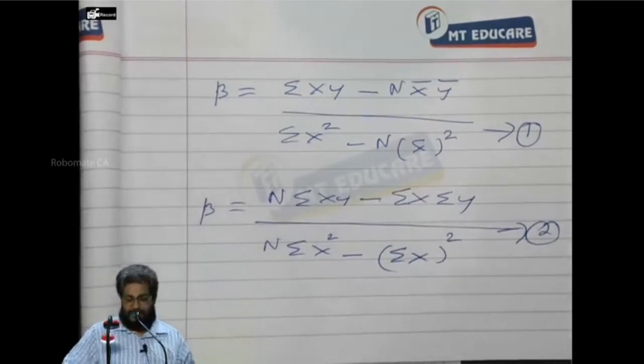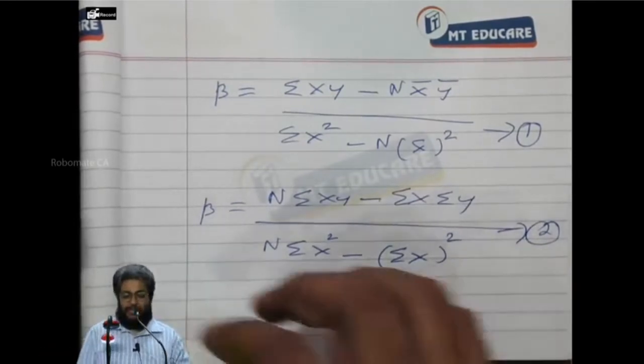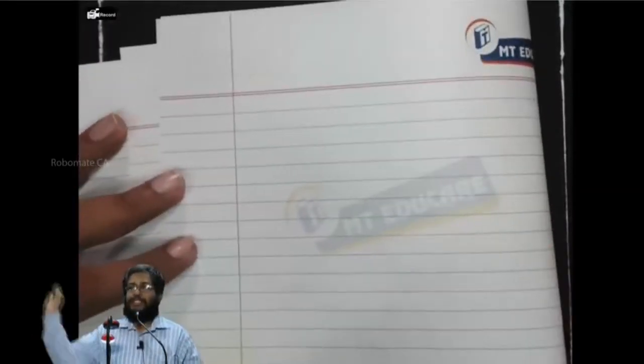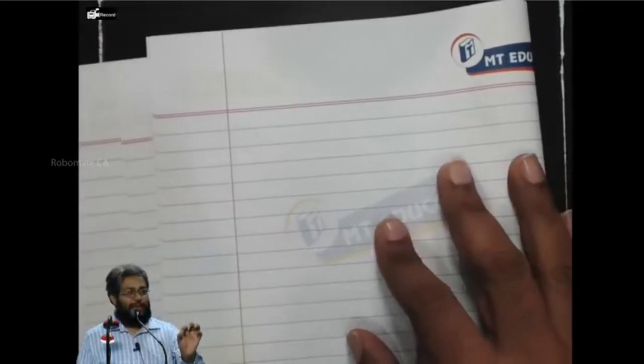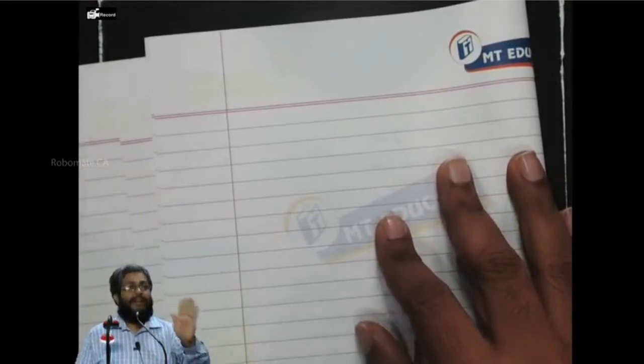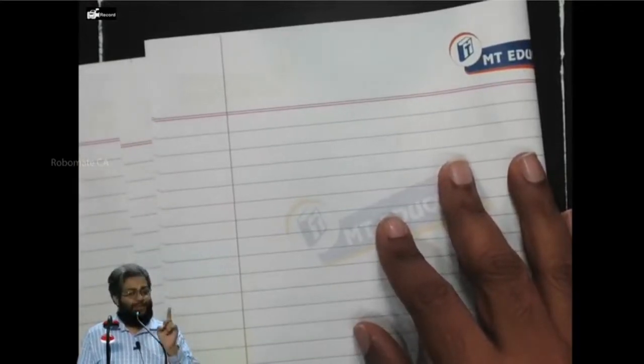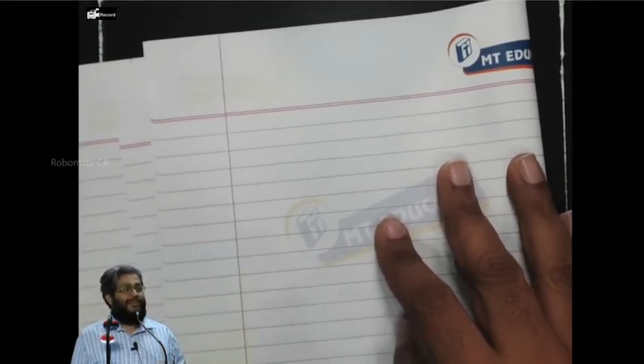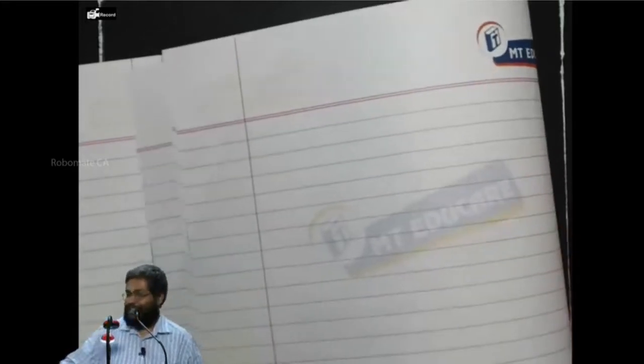Finished, done? Okay. Now, tell me, first formula, beta is equal to, one by one. First term is what? Sigma xy. I will ask you to tell, one by one. Can I proceed now?